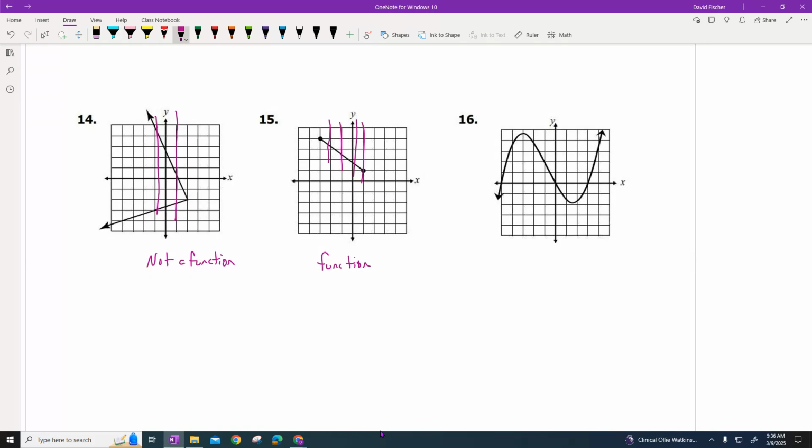And this guy's a function, even though he's a curvy line. No matter where I draw a vertical line and try to break the rule, is there anywhere I can draw a vertical line that would hit twice? No matter where I do, it can only hit one time. So this guy's a function.